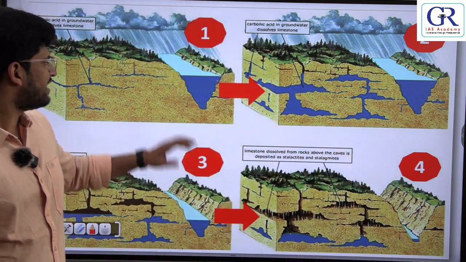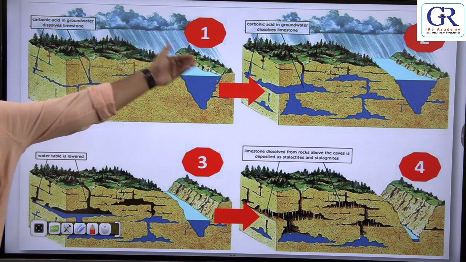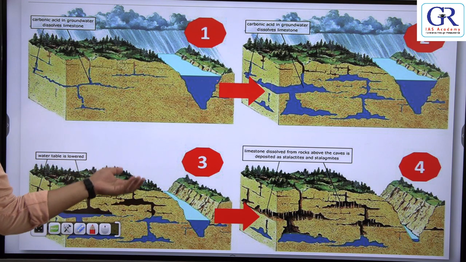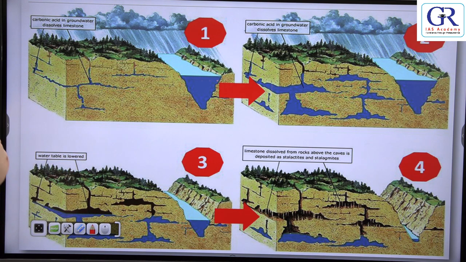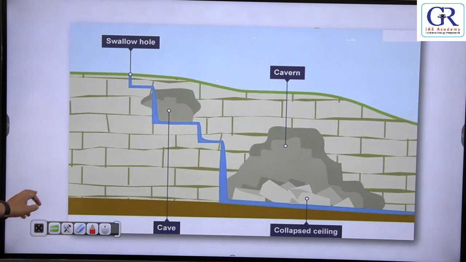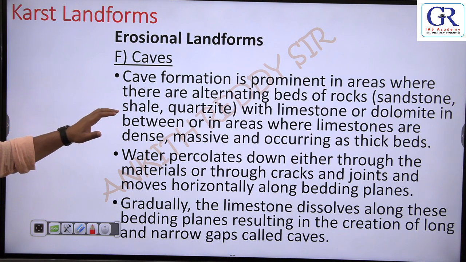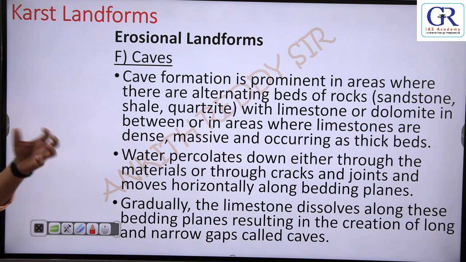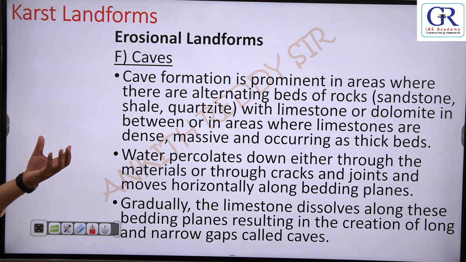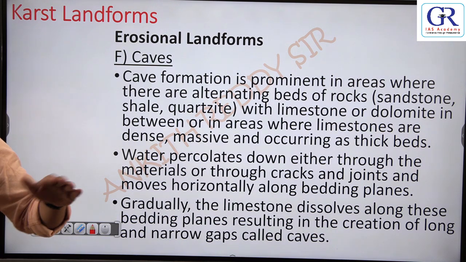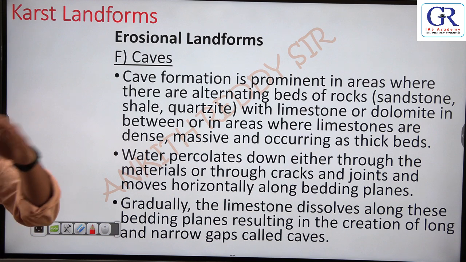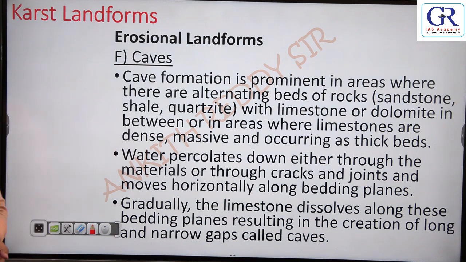Why is it called an erosional feature? Earlier there was no cave here, but because of the action of groundwater, a cave has formed. Dissolving is a kind of erosion. So what is a cave? Cave formation is prominent in areas where there is limestone. The water will percolate down either through joints or through sinkholes, and wherever there are horizontal beds of limestone, that part gets dissolved, forming caves.